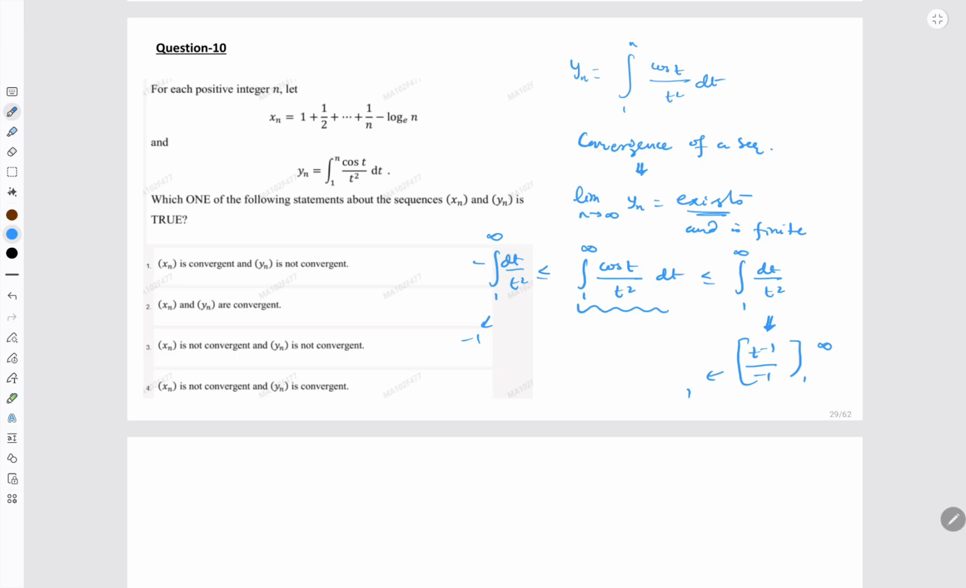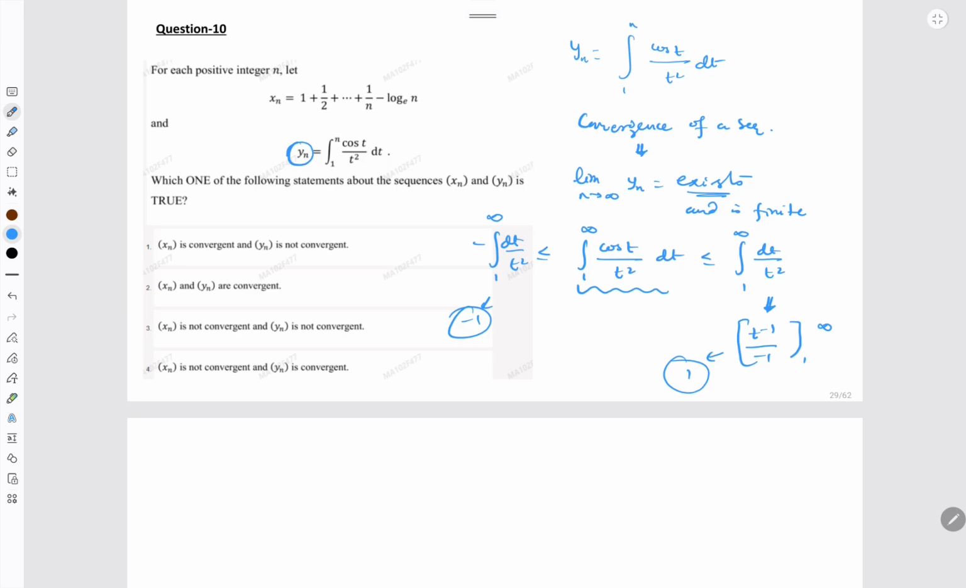So what I mean by that is that it tends to 0, in fact the individual term tends to 0. That means the series cannot oscillate, right? That means the series will have a value between minus 1 and 1, and if I can find a value, that means the limit is existing and it is not oscillating, so yn will be convergent.